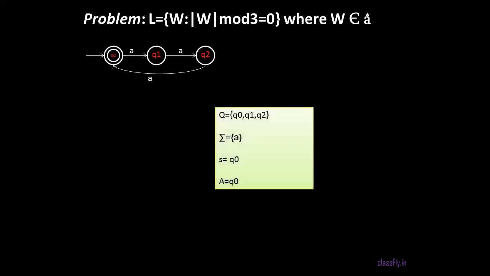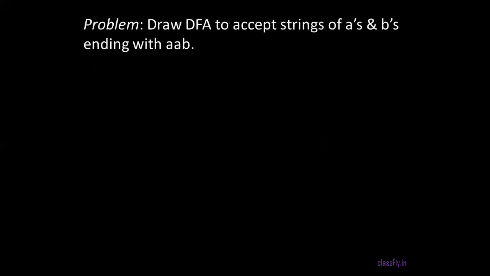Now Q0, Q1, Q2 are the states. A is the only input. Q0 is the start state and final state as well. Now the transition table consists of input A. Q0 is mapped to Q1, Q1 is mapped to Q2, Q2 is mapped back to Q0. So that was the solution for the problem.